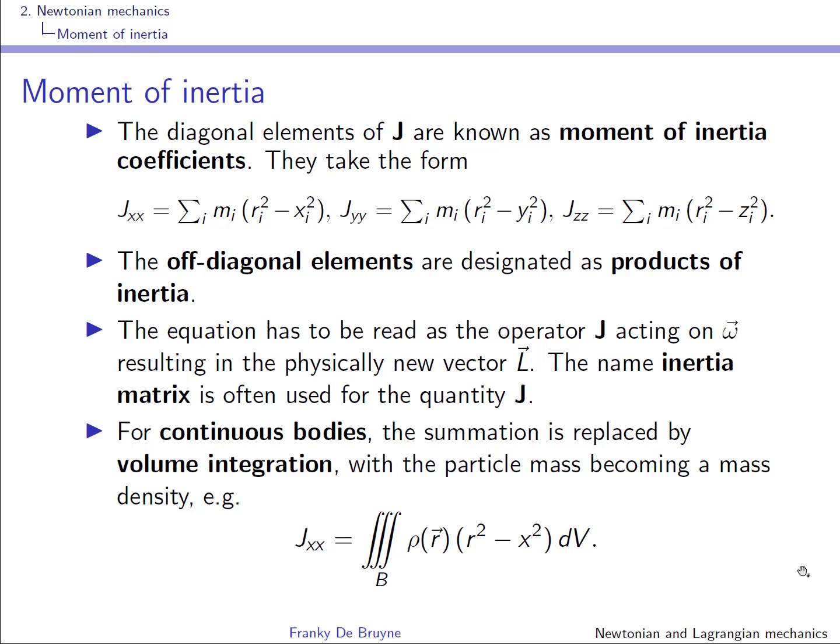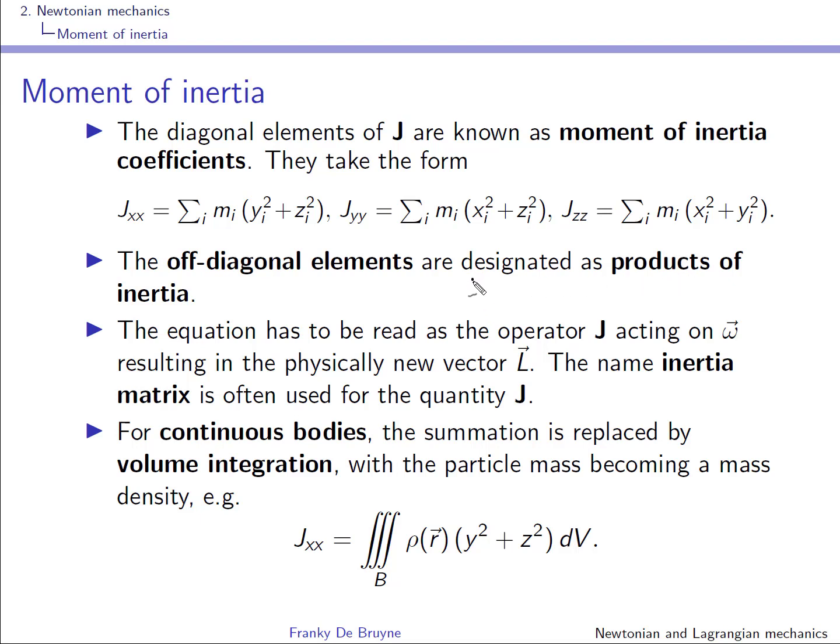We've seen that we can write the total angular momentum as J times the angular velocity vector. The diagonal elements are given by these elements, or you can write them differently, and they are actually moment of inertia coefficients. The off-diagonal elements are called products of inertia.